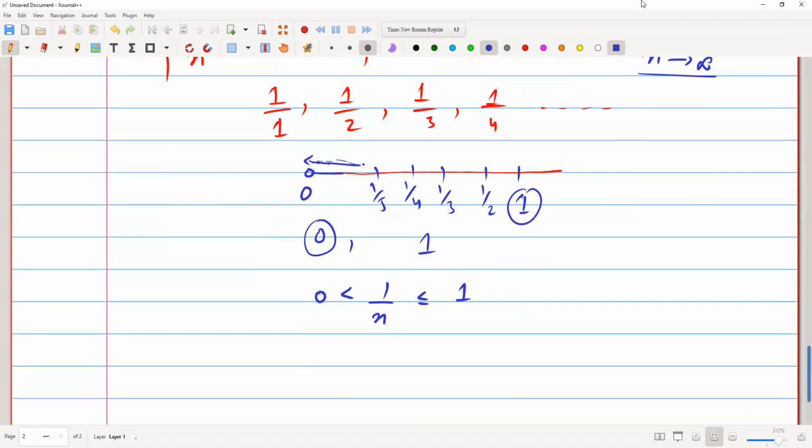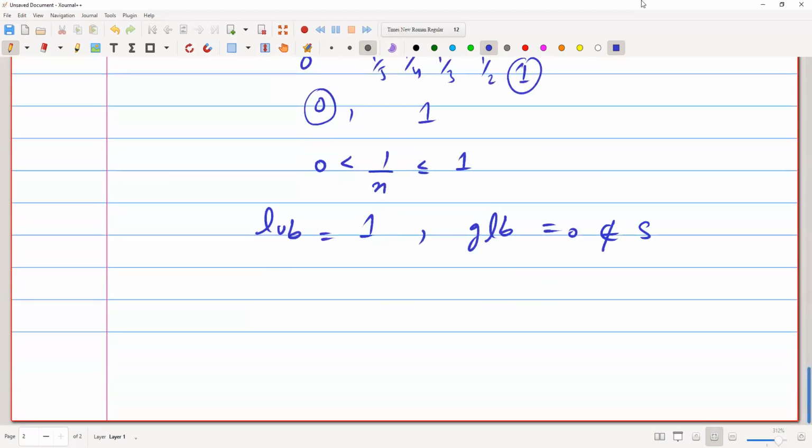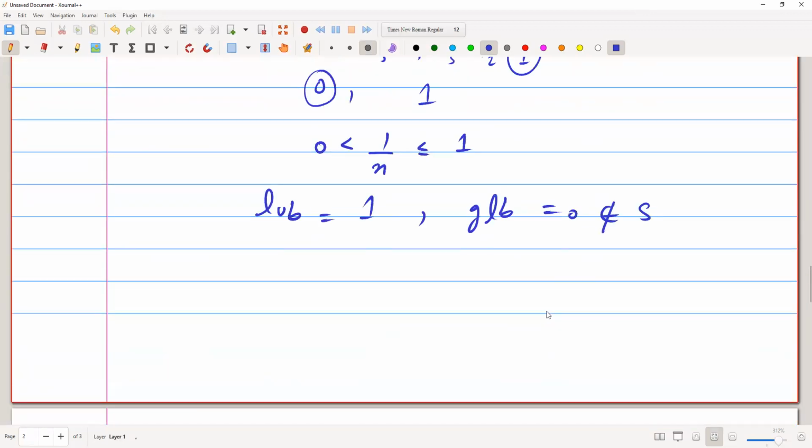So the least upper bound of the set equals 1, and the greatest lower bound of the set equals 0, where 0 does not belong to the set. And we already mentioned earlier that it is not necessary that the least upper bound or greatest lower bound is from the set. Let's take the second example.